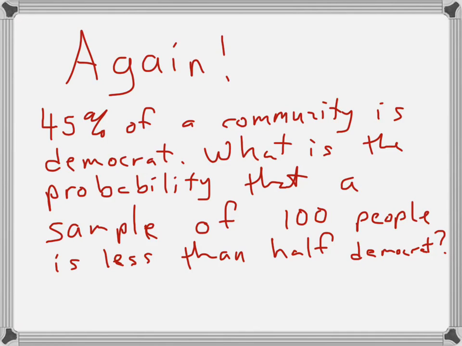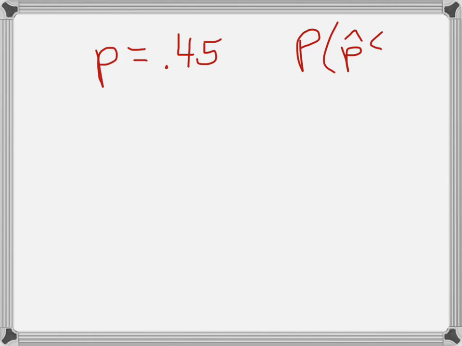So we're looking at 45% of a community is Democratic. What is the probability that a sample of 100 people is less than half Democrats? So pause your video and answer this question. Alright, assuming you've paused your video, we know that the proportion is 0.45. And we want to know the probability that we get a sample proportion less than 0.5 if we take a sample of size n equals 100.